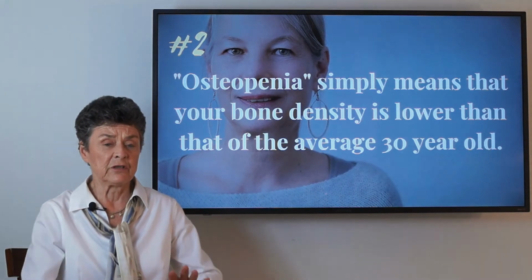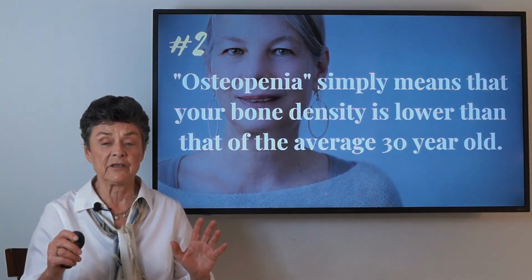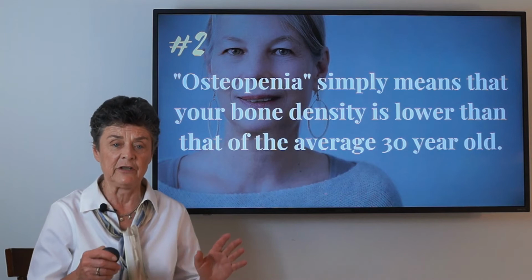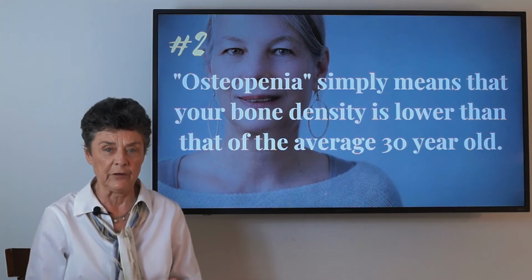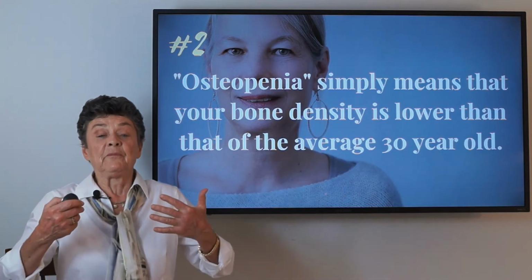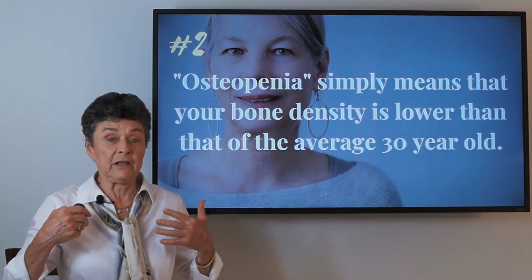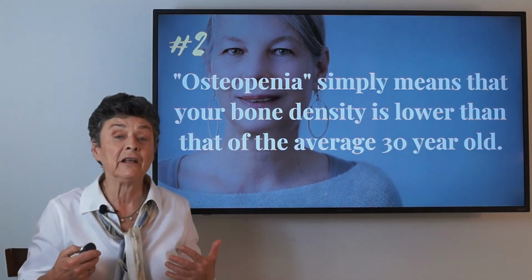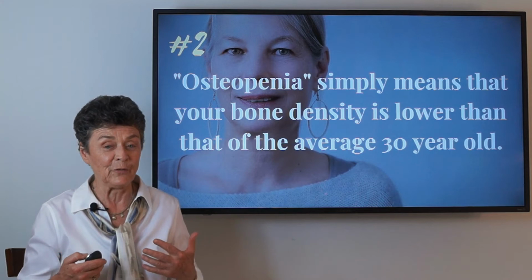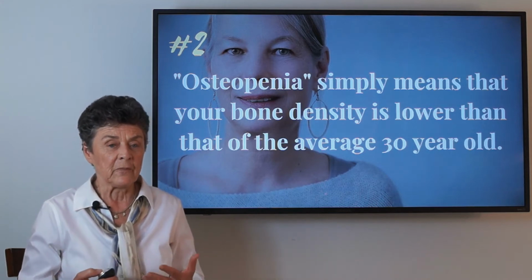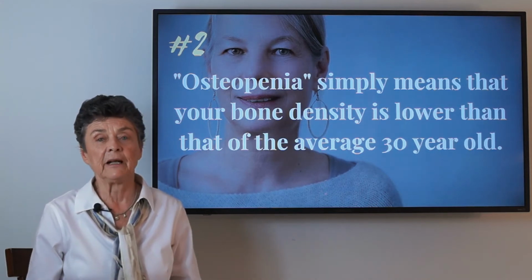So just to summarize again, osteopenia simply means that your bone density is lower than that of the average 30-year-old. Now, if I'm 60 or 70, my bone density, my muscle, my everything is going to be somewhat different than a 30-year-old. So it's not unusual. It does not necessarily imply any greater risk.